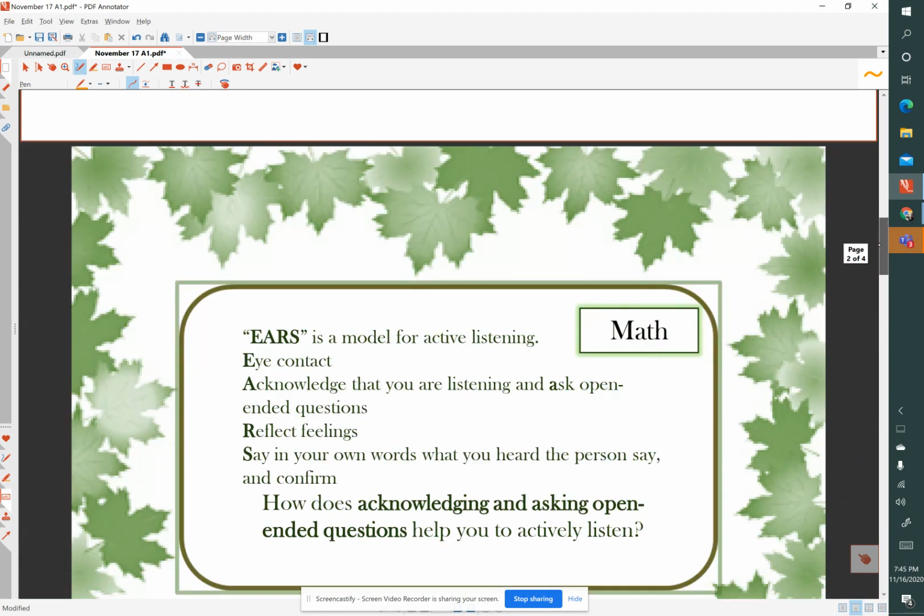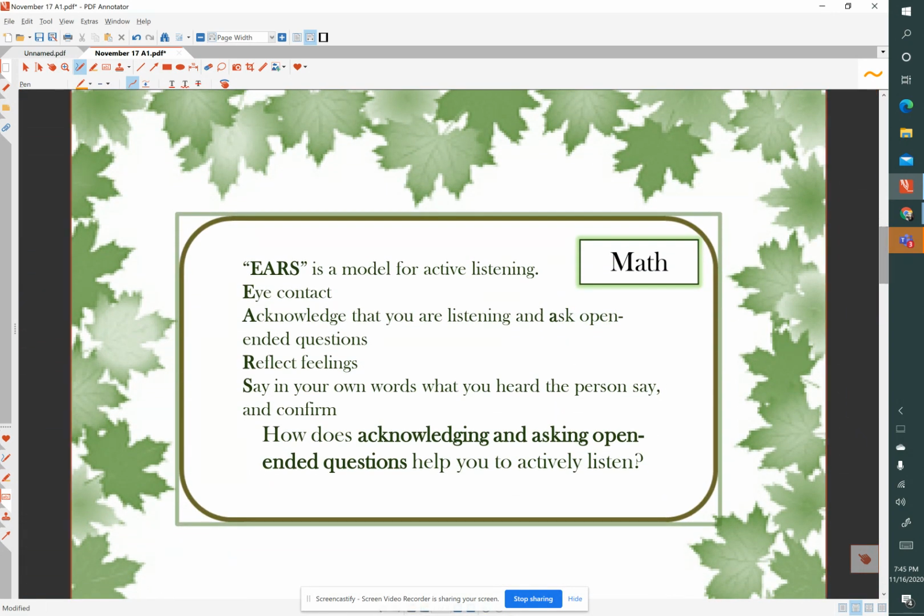We can imagine. So we have this do now prompt. We have a model for active listening called EARS, where E stands for making eye contact, A is for acknowledging that we are listening and asking open-ended questions of the person we're listening to, reflecting their feelings back to them and saying in our own words what we heard them say and confirming what they're telling us. So that is our EARS model for active listening.